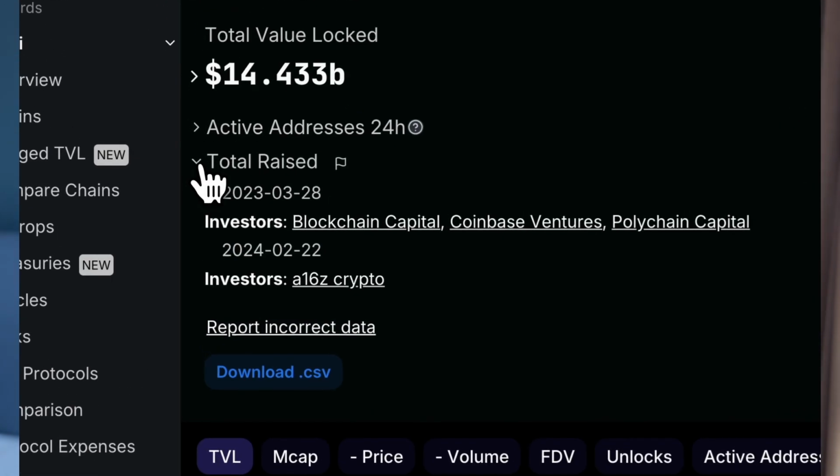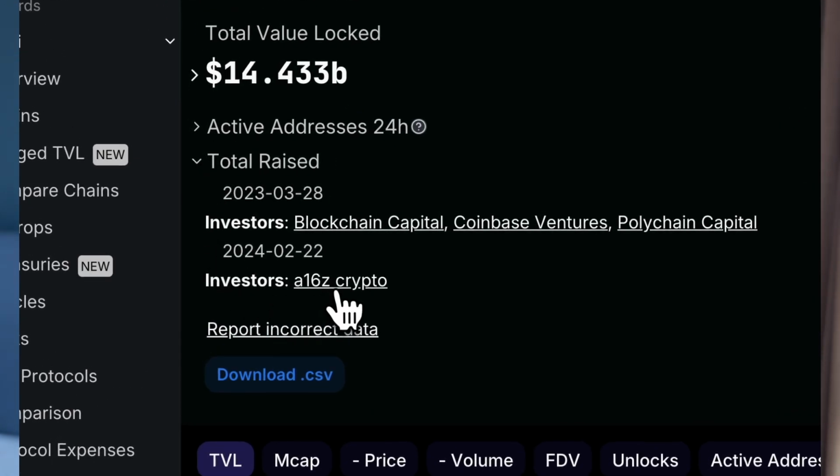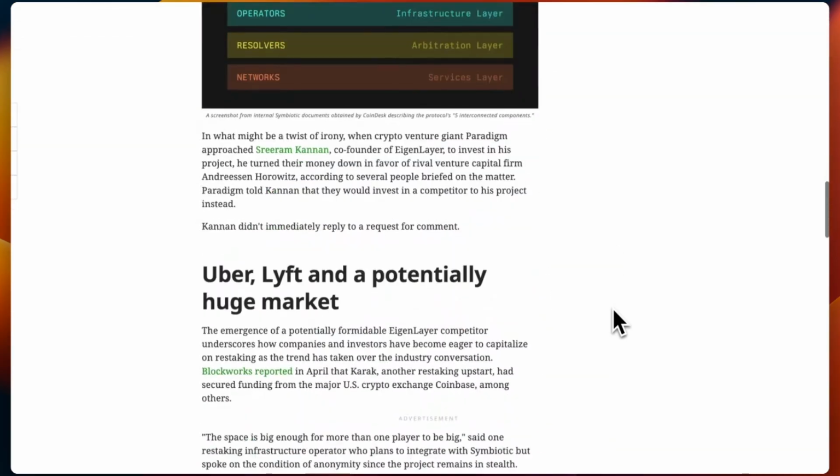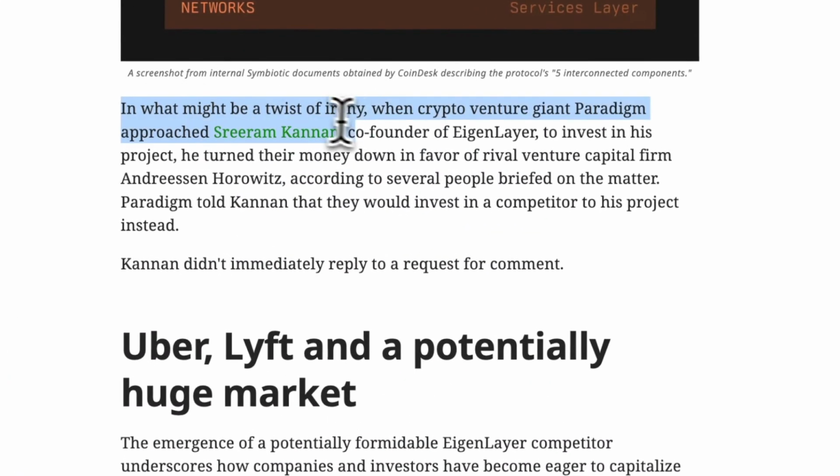By all metrics of success, EigenLayer is doing very well for itself, and right alongside its TVL, you can also see its recent funding round in February this year from A16Z for $100 million. You may think, oh, wow, that's a great VC, but there is actually more to it. According to CoinDesk rumors, Paradigm also approached one of the co-founders of EigenLayer, Sriram, before the funding round was announced, and actually Sriram refused their offer in favor of A16Z.